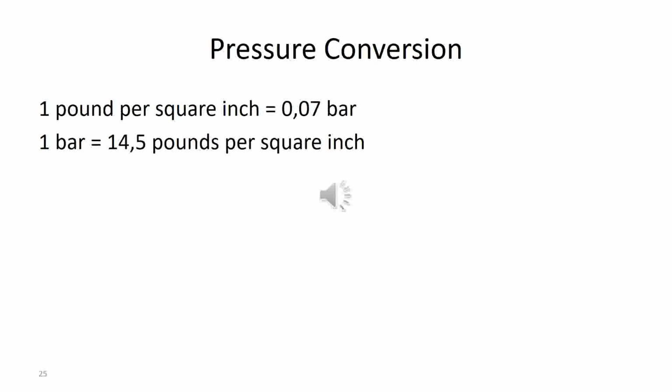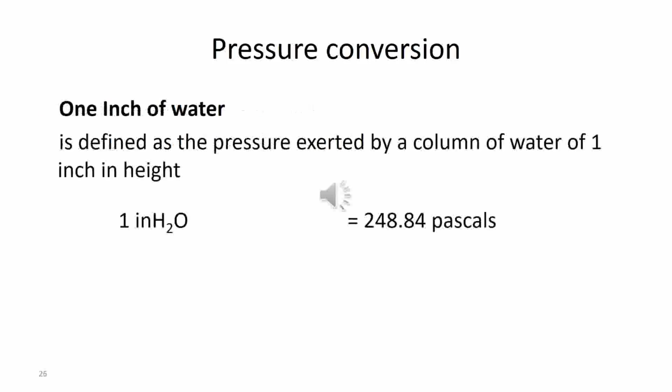Pressure conversion, 1 pound per square inch or 1 PSI equals 0,07 bar. 1 bar equals 14,5 pounds per square inch. 1 inch of water is defined as the pressure exerted by a column of water of 1 inch in height. 1 inch of water equals 248.84 pascal.